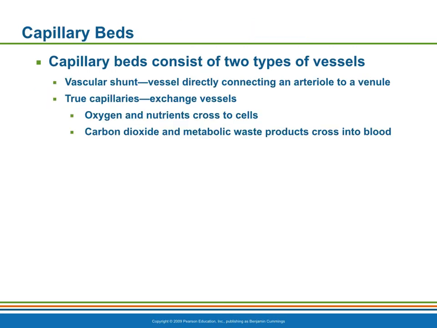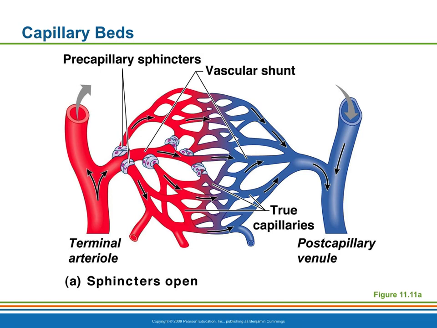Now the tiny capillaries tend to form interweaving networks called capillary beds. In most body regions, a capillary bed consists of two types of vessels. A vascular shunt is a vessel that directly connects the arteriole and venule at opposite ends of the bed. Now, true capillaries are where the actual exchange occurs. They're exchanging nutrients and oxygen with the surrounding tissues, cells. Now, this figure shows the anatomy of a capillary bed.